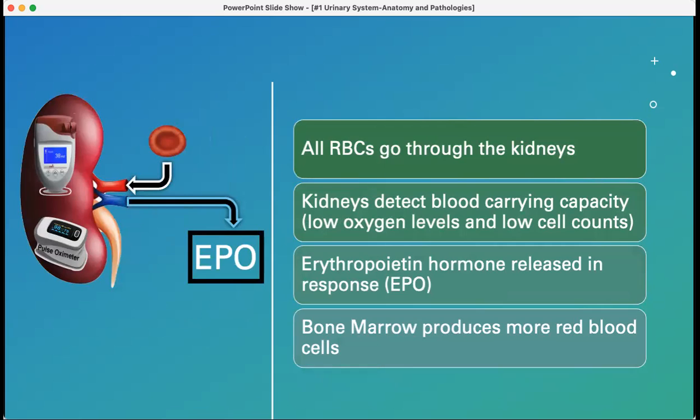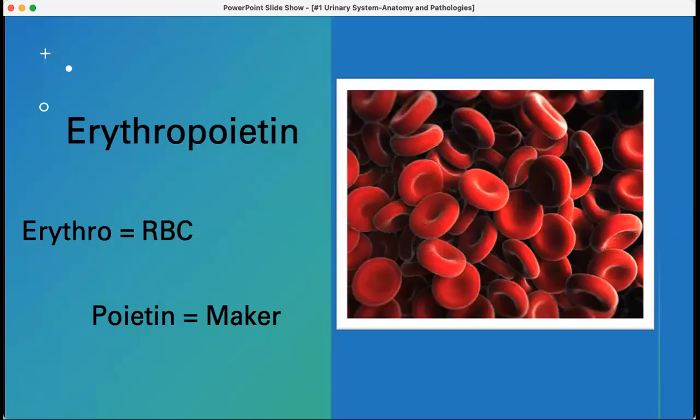So all your red blood cells are going through the kidneys, and the kidneys are great because they're monitoring how well your oxygen delivery system is working. It also monitors your oxygen carrying capacity. So it monitors if you're anemic or if you're hypoxic. And in response, it releases the hormone erythropoietin, or EPO for short. And that EPO stimulates the bone marrow to produce more red blood cells. So erythro means red blood cells, and poietin means maker.